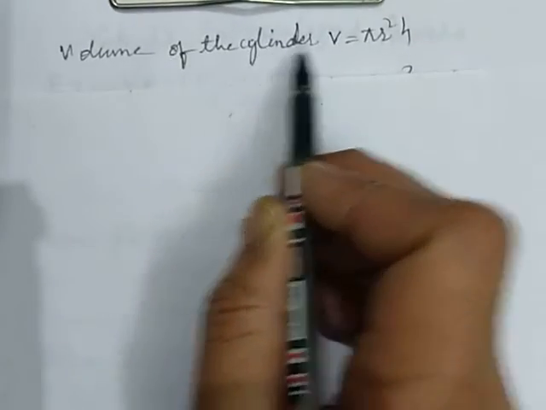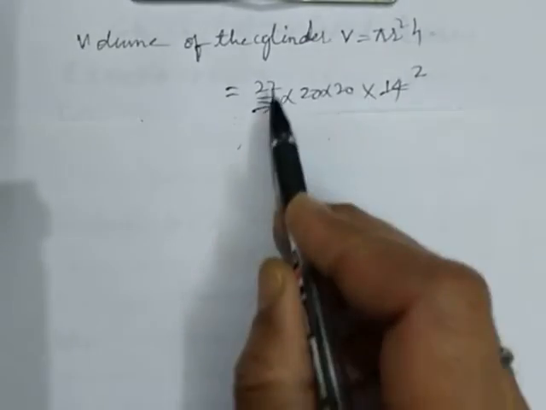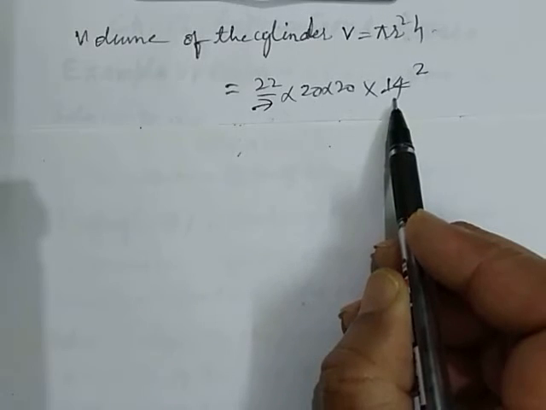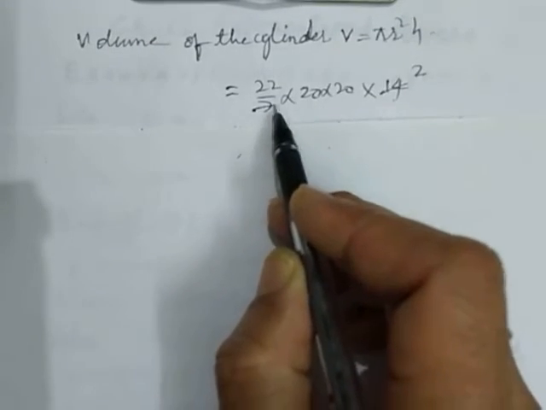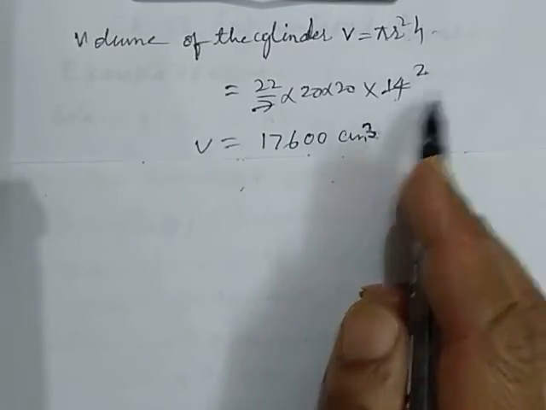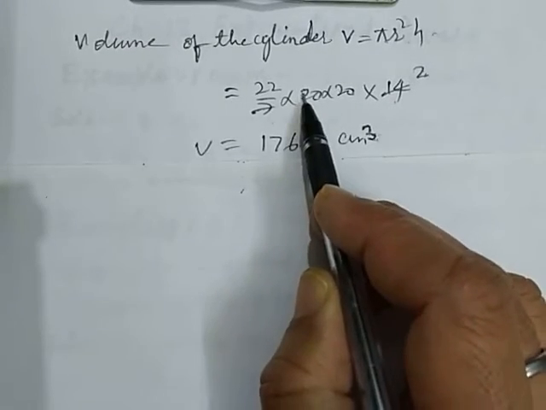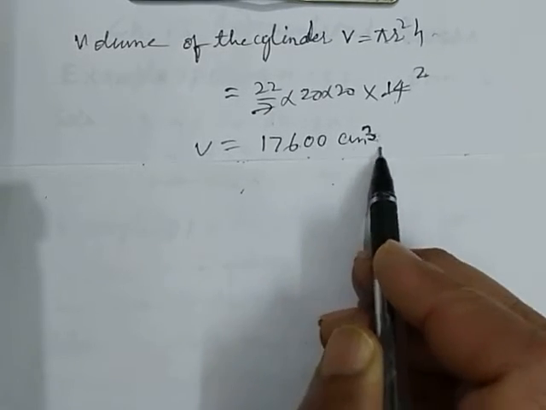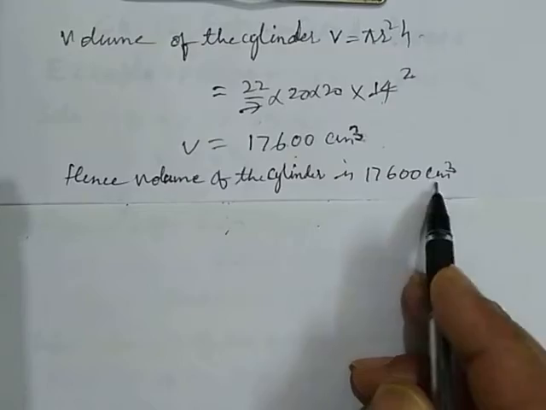Now volume of the cylinder is given by pi r square h. So put the values. Pi is 22 by 7, r is 20, so 20 into 20 is r square, and h is 14. This 14 is divided by 7 two times, so 7 is cancelled, and here is the 2. Now multiply all these. These two zeros are here, and 2 twos are 4, 2 into 4 is 8, 8 into 22 is 176. So this is 17600 centimeter cube. This is the volume of the cylinder. Hence volume of the cylinder is 17600 centimeter cube.